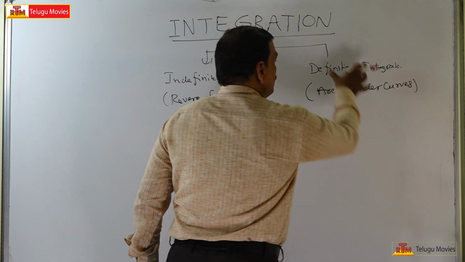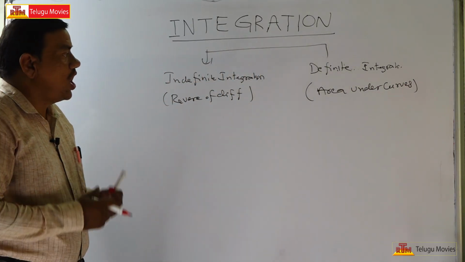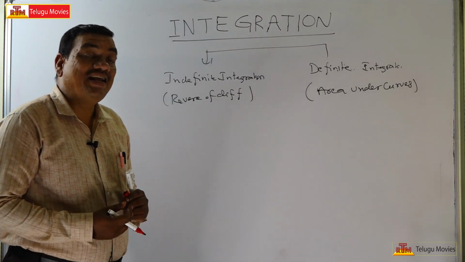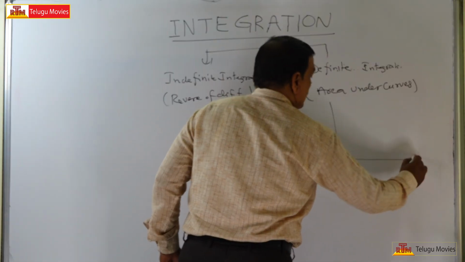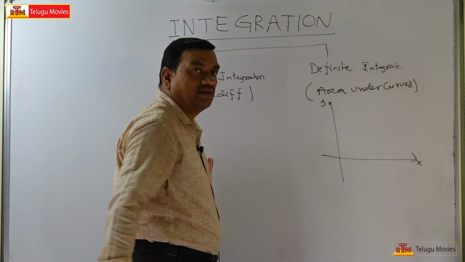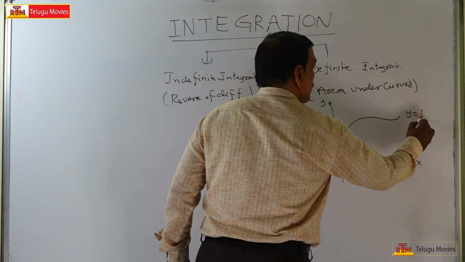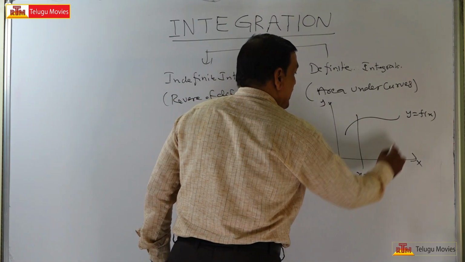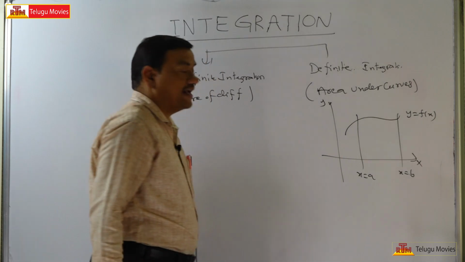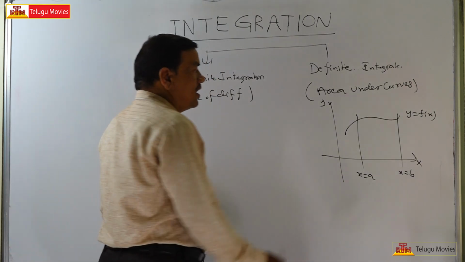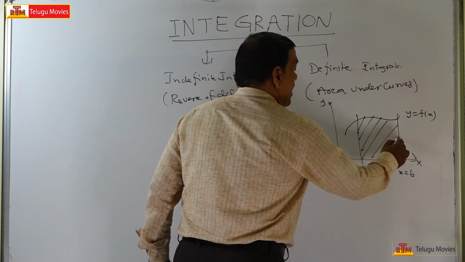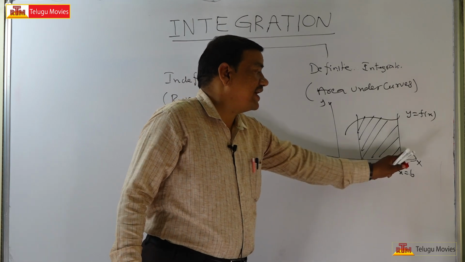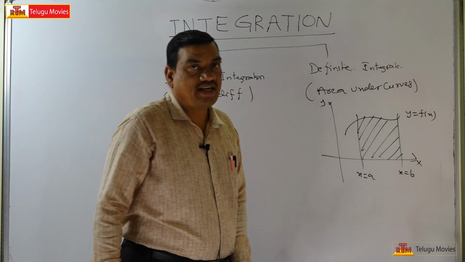A major use of definite integration is how to find the area under a curve. That means if there are irregular shapes, for example, x-axis, y-axis, there is a curve y is equal to f of x, and there are two ordinates x is equal to a and x is equal to b. How to find the area enclosed between y is equal to f of x, the lines x is equal to a and x is equal to b, and the x-axis?